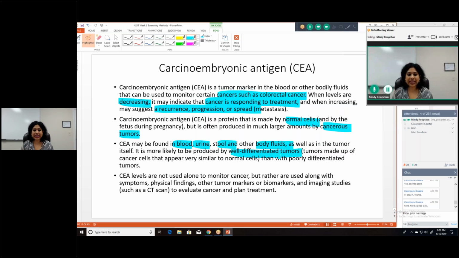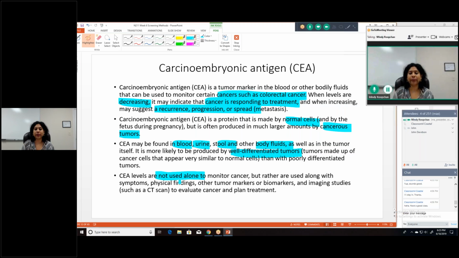So these CEA levels are not used alone. They're not used alone to monitor the cancer, but they're used along with other symptoms, other findings, tumor markers or biomarkers, or imaging. So it's not just one thing that we use. We have to evaluate, we have to plan, but we have to figure out exactly what's going on.